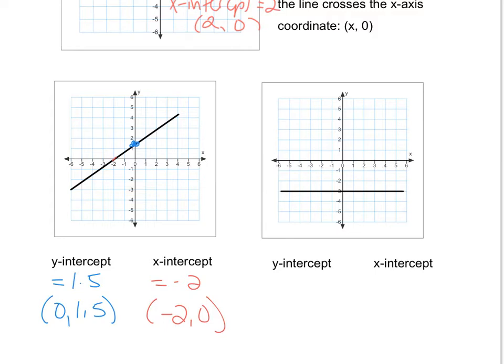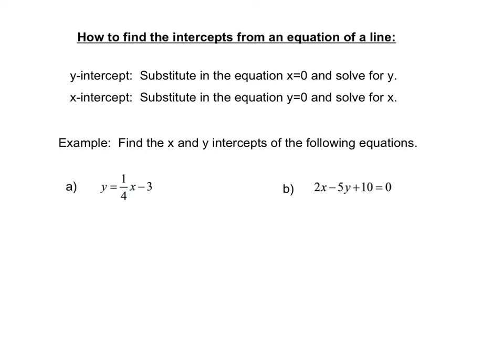In this example, the y-intercept is there, and that gives us a y-intercept of -3, so our coordinate is 0, -3. For the x-intercept, well, this line is never going to cross the x-axis because it's a horizontal line, so there is no x-intercept. So that was how to find the intercepts when you're given a graph.